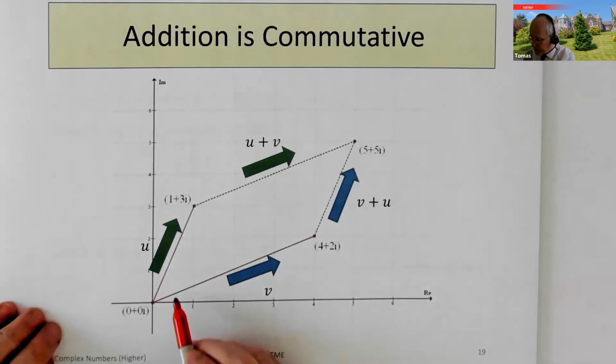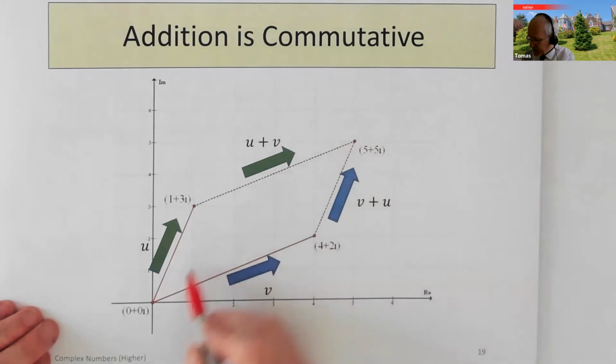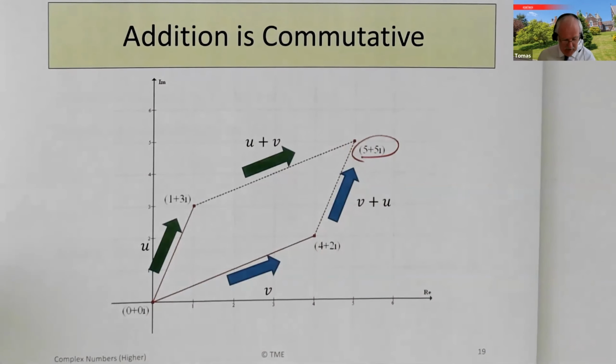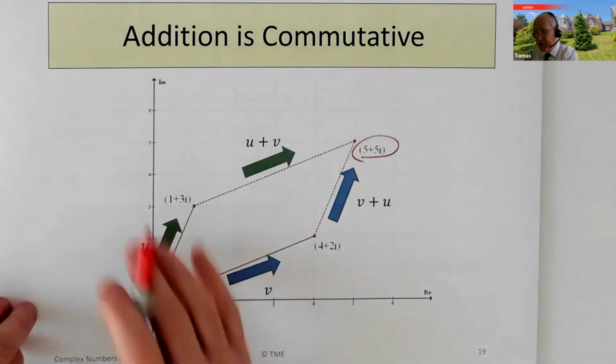The order doesn't matter. We can say u plus v and add them together, or v plus u. We'll all end up at 5 plus 5i. So that's how that works. Addition is commutative.